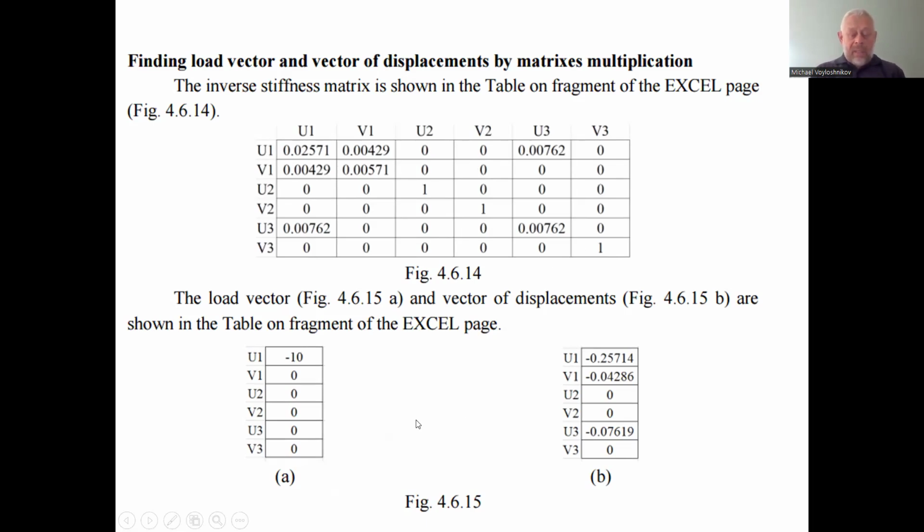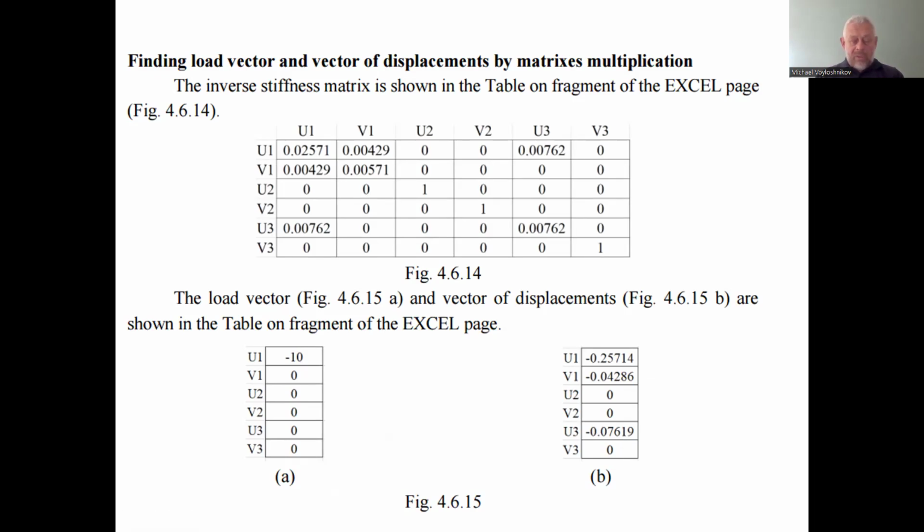After that, to find the displacement of the nodes of the mechanical system, we must generate the vector of the external load. We have only one external load applied to point 1 and directed leftward. So we have minus 10 kilonewton, all other zeros. And for the product of the inverse stiffness matrix on this vector, we select the range for inserting the result of the product.